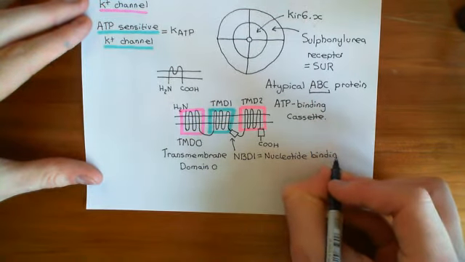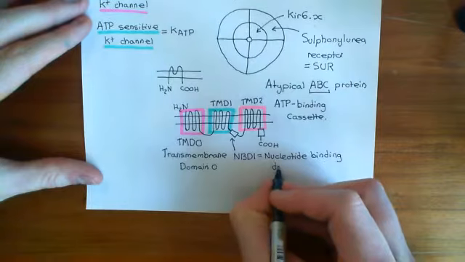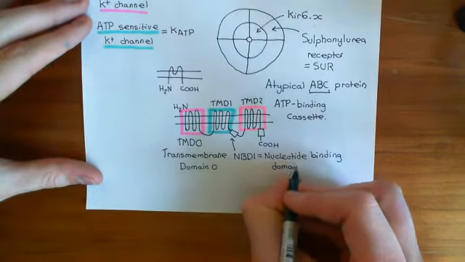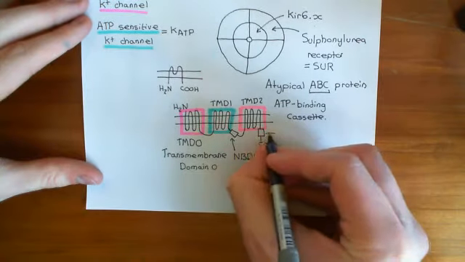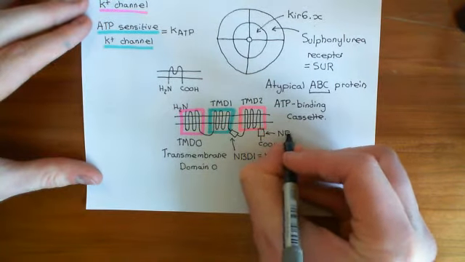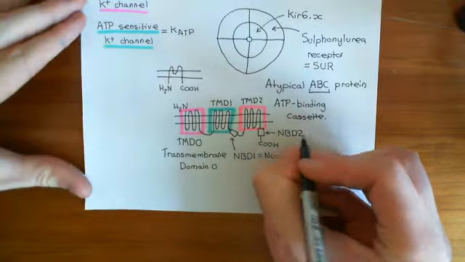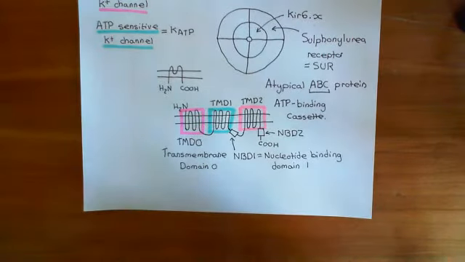Okay, and these nucleotide binding domains, they will bind ADP in the case of the sulfonylurea receptors. So this is the nucleotide binding domain 1, and here this is the nucleotide binding domain 2. Right, so this is the structure of a sulfonylurea receptor.